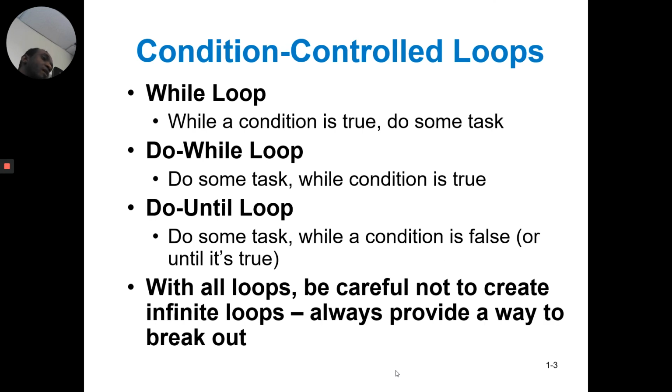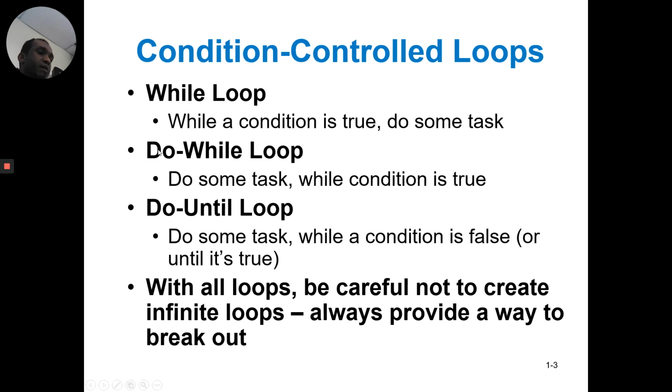We have what's called a while loop: if the condition is true, do some task. Then we have a do while loop: do some task while the condition is true. Then you have do until: do some task while the condition is false, or until it's true, which is barely used right now. With all loops, be careful not to create infinite loops. Always provide a way to break out.